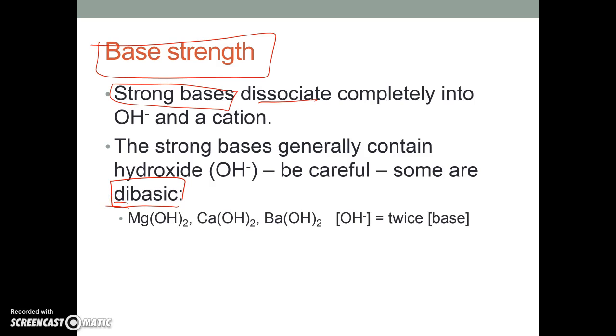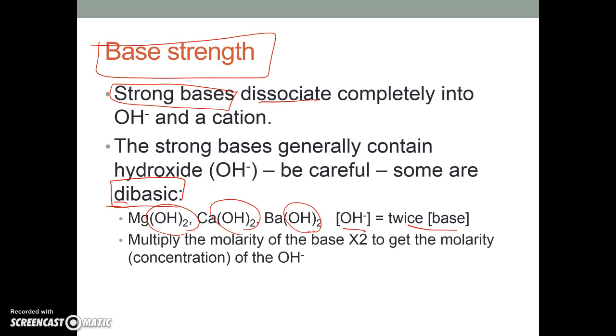There's 2 bases per molecule, 2 OHs. So the OH concentration will be twice the base concentration. Multiply the molarity of the base times 2 to get the molarity or concentration of the OH minus.